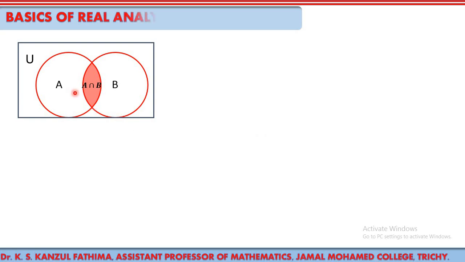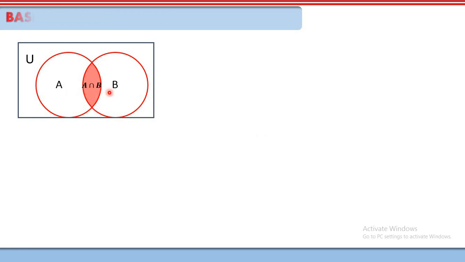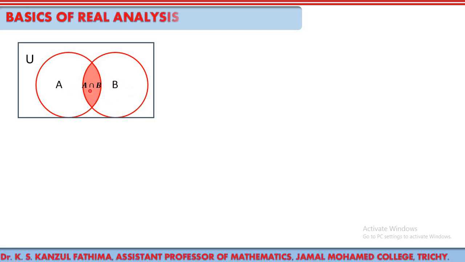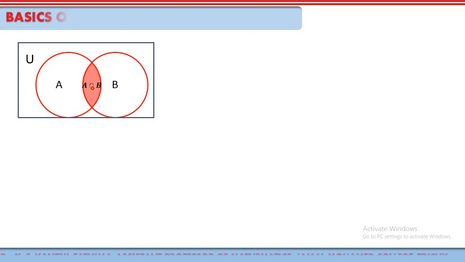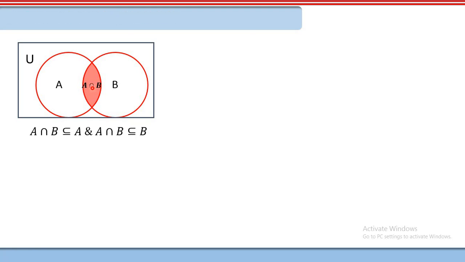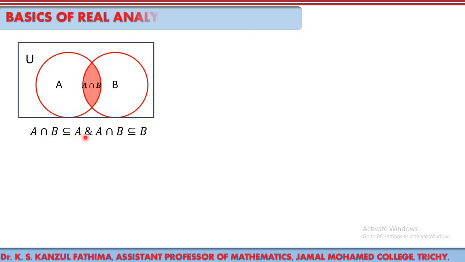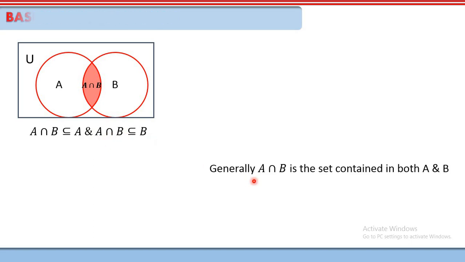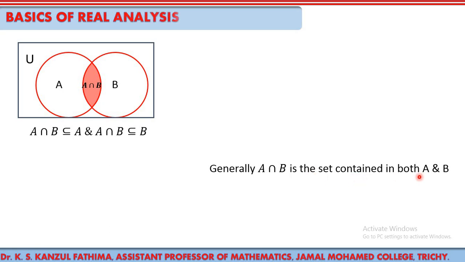Next one is intersection. A intersection B is the set containing the common elements of A and B. Common elements of A and B is this portion. So, this portion represents the intersection of A and B. A intersection B is a subset of A and also a subset of B. Generally, A intersection B is the set contained in both A and B.